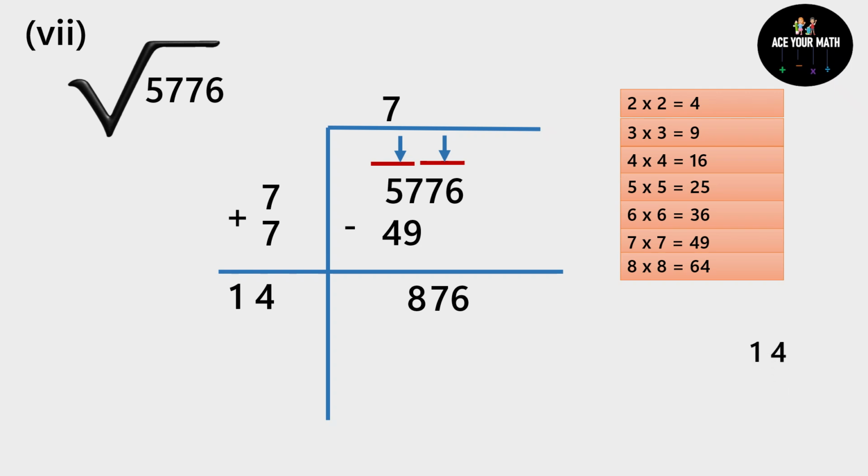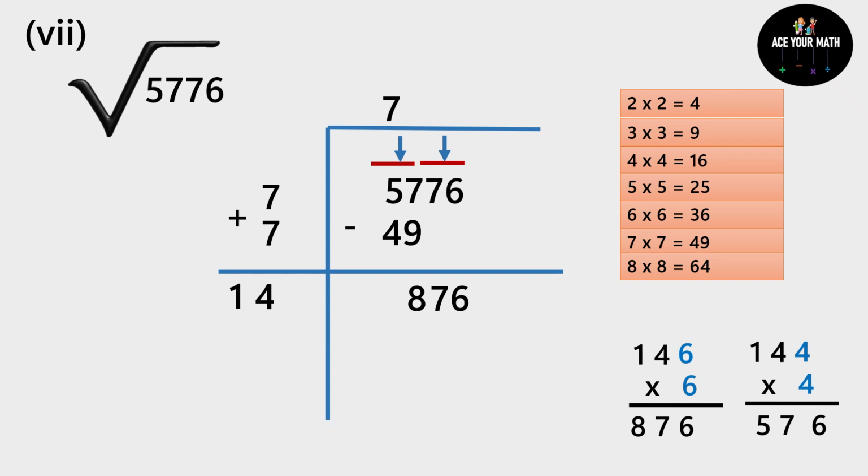Now in your practice area, write 14. And let's try different numbers with 14. See, let's say you tried 4 this time. So 144 multiplied by 4 will give you 576. See, we can try more numbers. Let's say you tried 6 this time. So when you tried 6, you got 876. So it means the required number is 6.